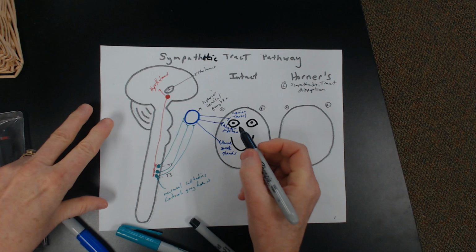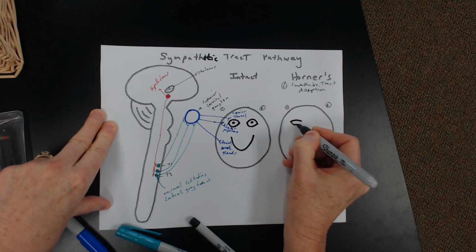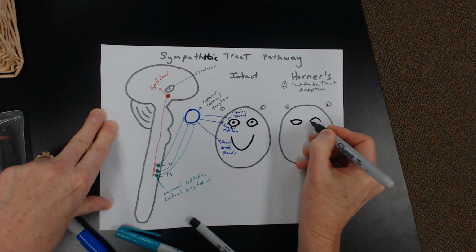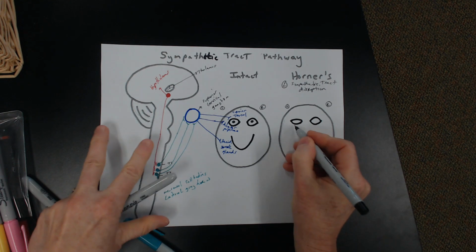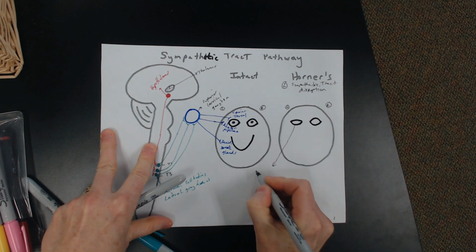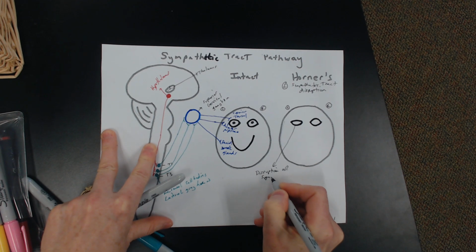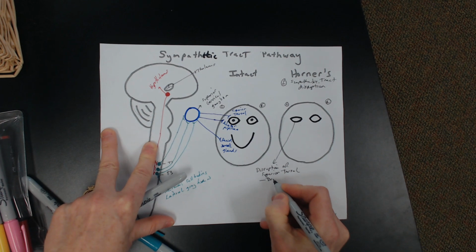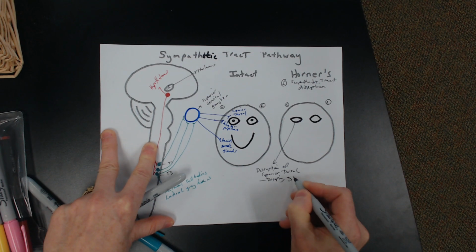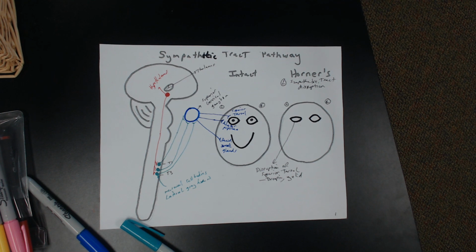The first part is you're going to get a disruption of the superior tarsal muscle. So instead of having a wide open eye, you're going to have a drooping eyelid. Okay, I'll write that down here. This is going to be disruption of superior tarsal, and that's a drooping eyelid. And that makes sense because it's the job of the superior tarsal muscle to keep that eyelid fully open once the levator palpebrae has initiated eyelid opening.